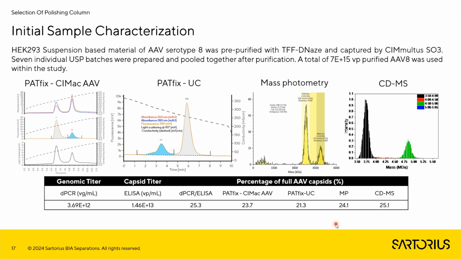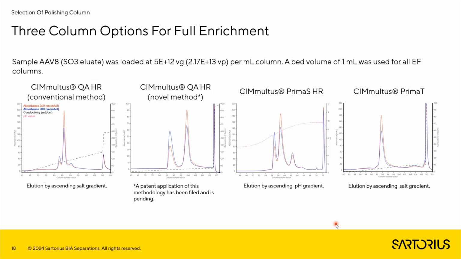So if one would be an outlier, that means that something is wrong with your analytics. But if all are pointing in the same direction, then this is a good prediction. So first in line was really the assessment of what is the most suitable column. And as stated, we used 3 of them: the QA HR, the Prima S, and the Prima T.